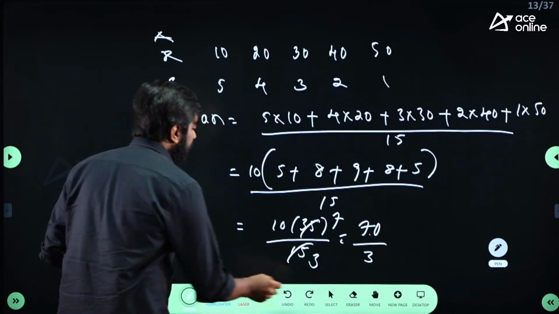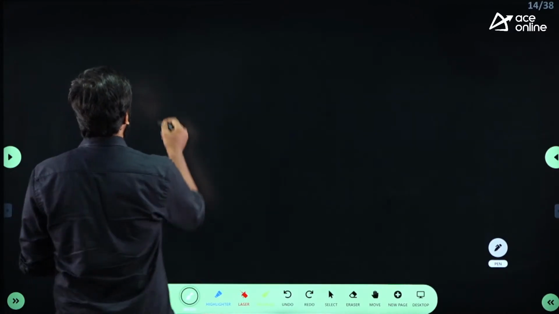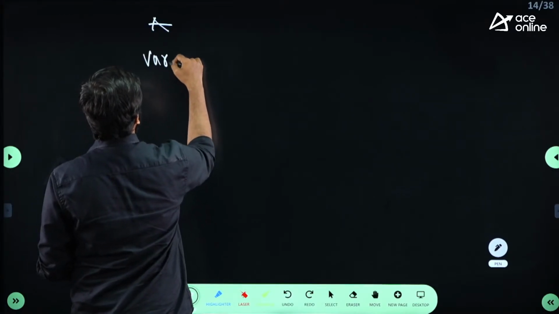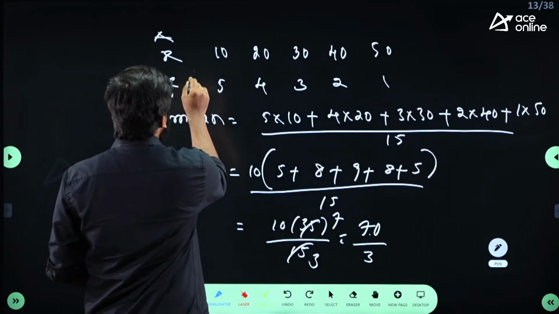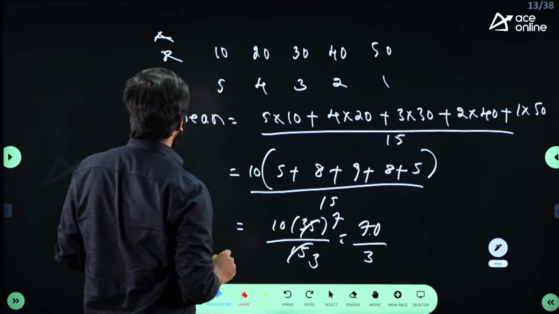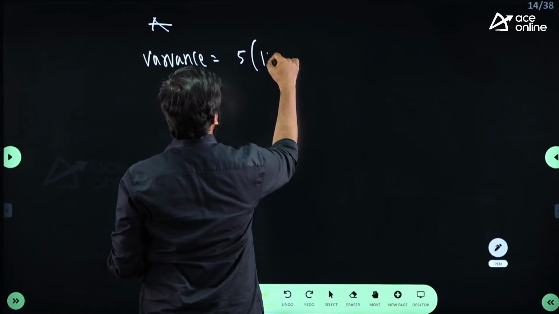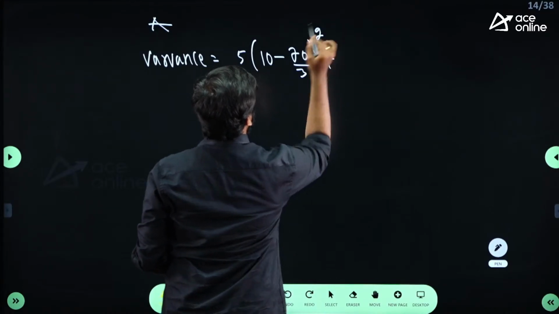So how do you find the standard deviation? First find the variance and then take its square root. So this is the distribution A, let's find the variance. What you are supposed to do is subtract the mean from every observation. So this observation 10 is repeating 5 times, so it is 5 into, let's subtract the mean, which is 70 by 3, and then you have to square it.